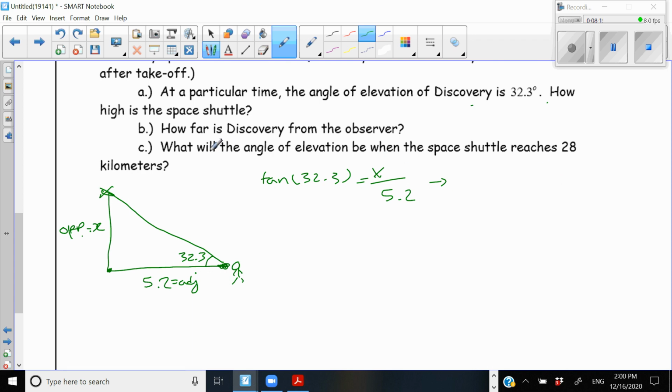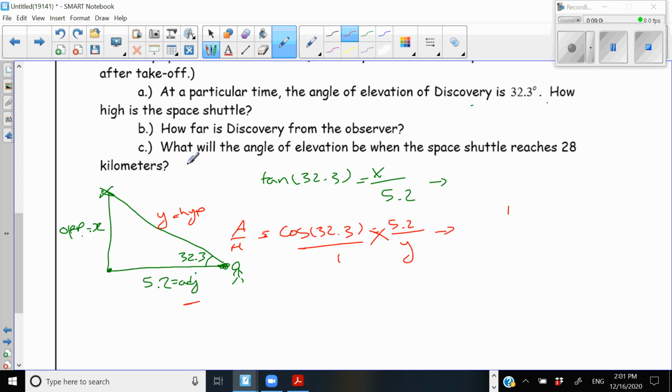Now it's asking how far is the Discovery from the observer. That means it's asking us to find this distance. Let's call that one y. This is what it's asking us to find. Okay, now this time I'm going to use the adjacent side and the hypotenuse. Adjacent and hypotenuse can make cosine functions. So I'm going to write cosine of 32.3 is equal to adjacent over hypotenuse. So it's 5.2 over y. Now from here, I'm going to set denominator 1, cross multiply, and solve for y. I'm going to leave that one also for you.